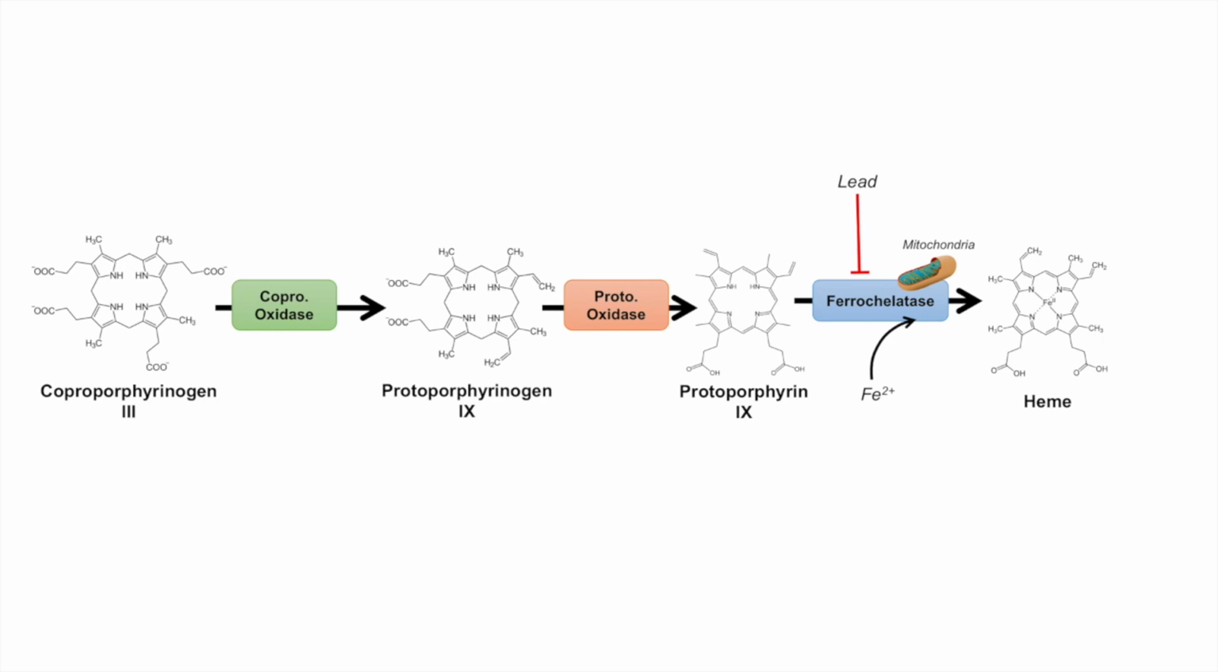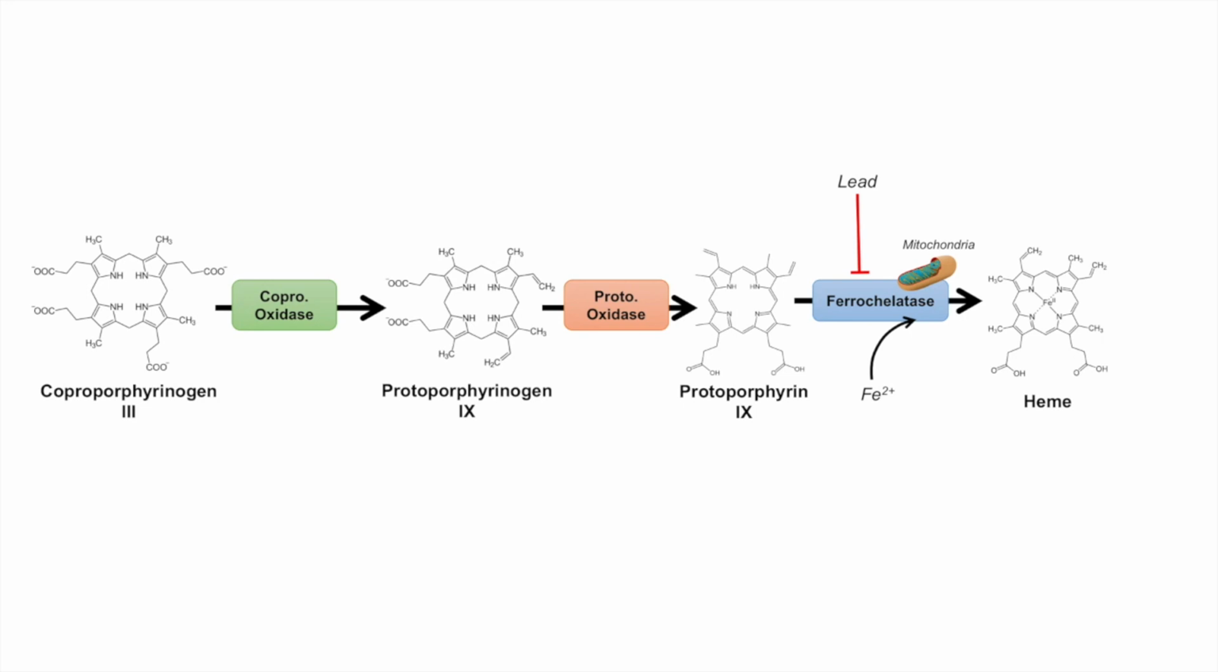So just remember that, guys. Lead can inhibit both the second step of the pathway as well as the last step of the pathway. It can inhibit both ALA dehydrase and ferrochelatase, leading to anemia. And that's why lead leads to anemia.